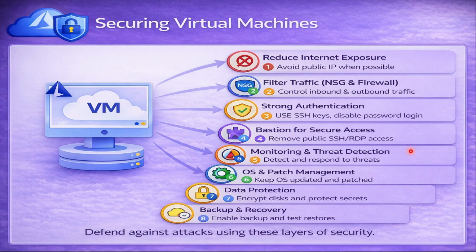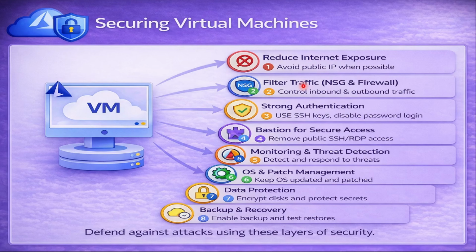Securing a virtual machine is not just one setting. It's a layered approach. In real production environments, we apply multiple security controls together. First, reduce internet exposure. Avoid assigning a public IP when it's not necessary. The less your VM is exposed to the internet, the smaller your attack surface.